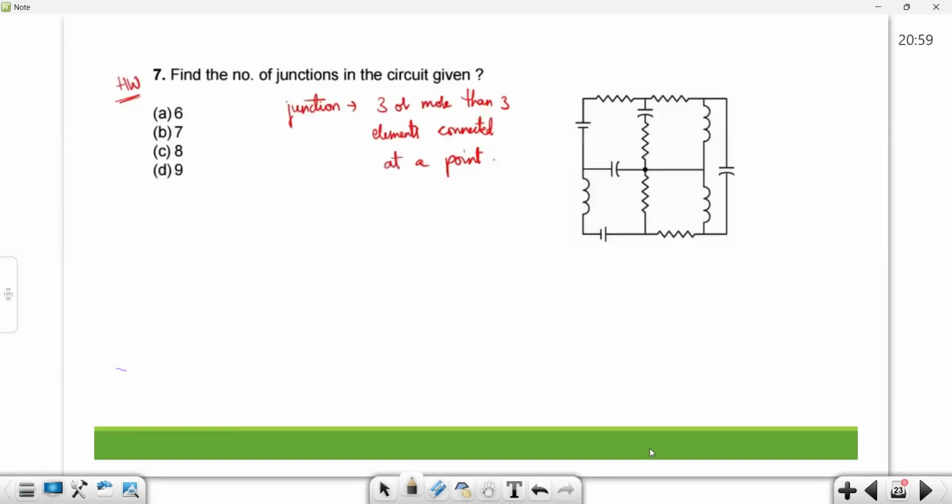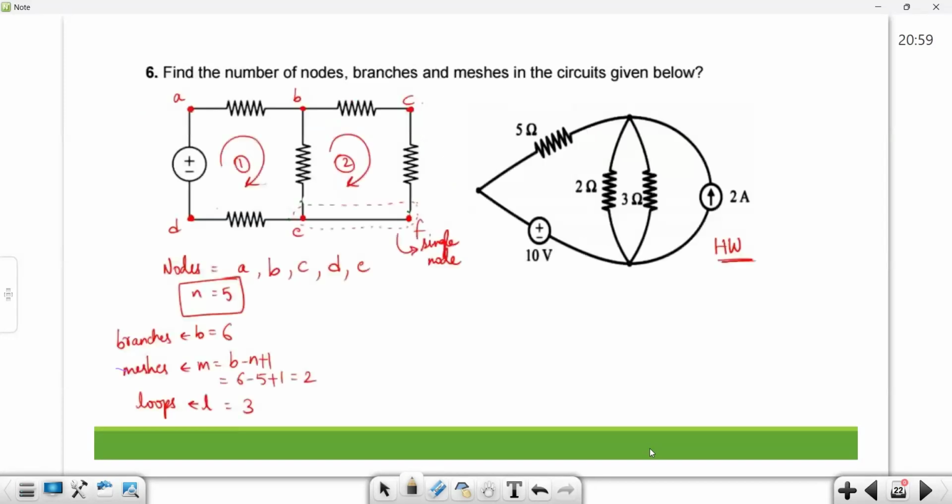And here, how many junctions? If 3 or more than 3 elements are connected at a point, it is called a junction. I have given already. You have to count and just tell the answer. And here, this is the homework. Is it okay now? Is it clear? Yesterday's also. Lavanya, please tell.